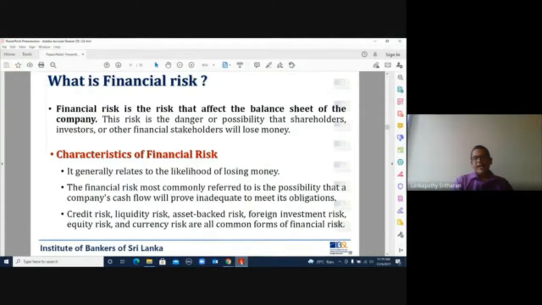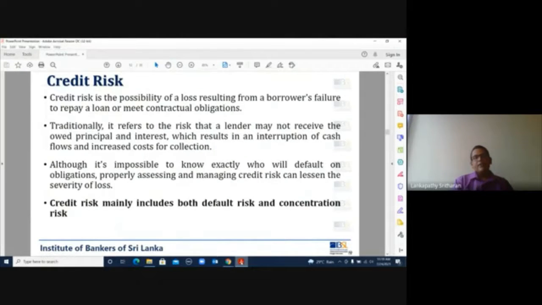Okay, then I am moving to credit risk. Because in financial risk, we have seen there are 3 types of risk mainly involved. First one is credit risk. Second one is market risk, and third one is liquidity risk. First, we are seeing credit risk.